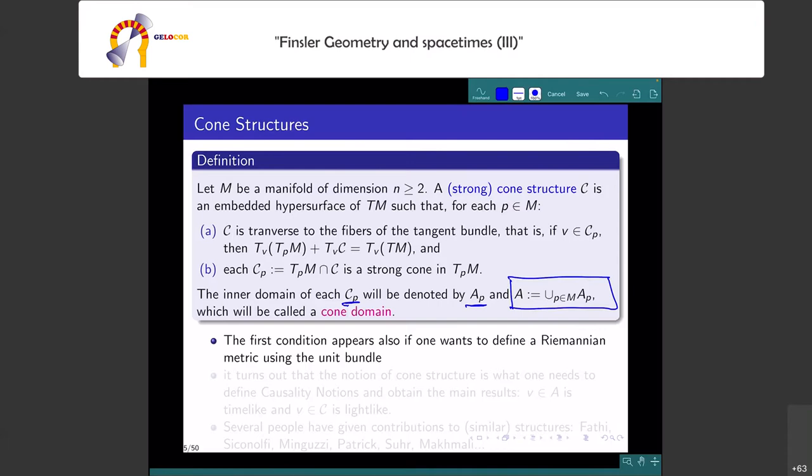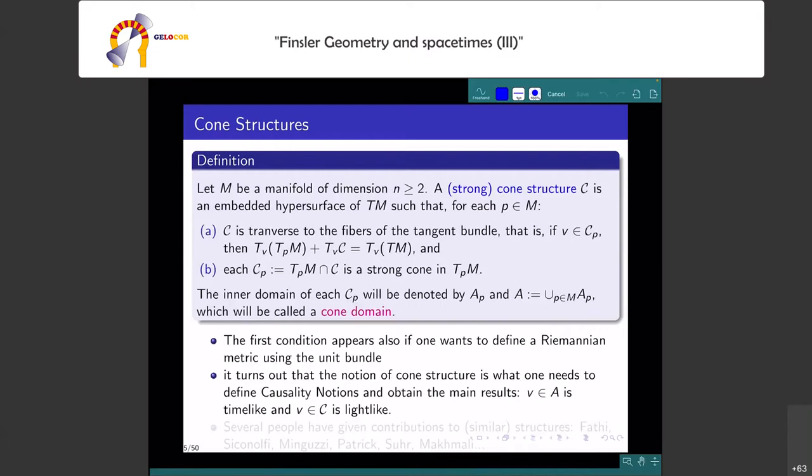So it turns out that with this definition, we can generalize all the causality notions. In fact, if V belongs to the cone domain, we will say that this vector is time-like, and if V is in the cone, it is light-like. There are many people that have contributed to cone structures or something similar, because this is our definition, the definition by Miguel Sanchez and me, but there are slightly different definitions, okay? For example, Fathi and Siconolfi, Minguzzi, Patrick Shore, McMally, all of them maybe work with a slightly different definition, even between them, okay?